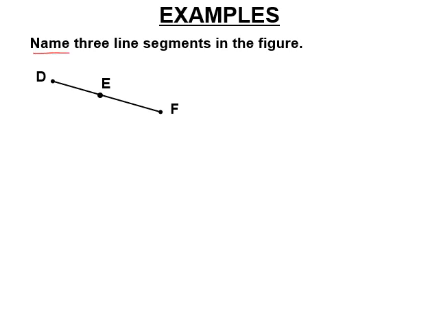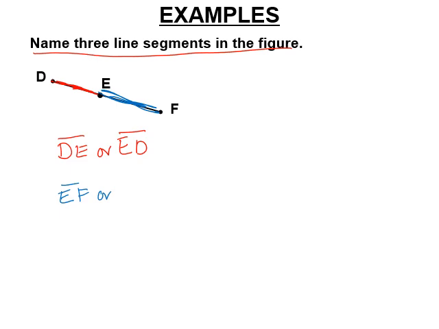Now, this says name 3 line segments in the figure. If you're talking about this part, you would call it line segment DE, or you would call it line segment ED. Find some more. If you're talking about this part, you would call it line segment EF, or line segment FE. If you want to talk about the whole segment, the name of that is either DF or FD. So there are 3 different line segments there that you can name by their endpoints.